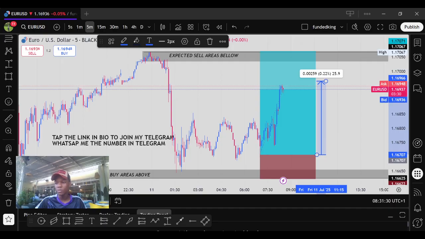Why do I say in the New York session? Because Nasdaq is a stock. Nas is a stock. Are we together? Nasdaq is a stock, and stocks move a lot in the New York session most of the time.